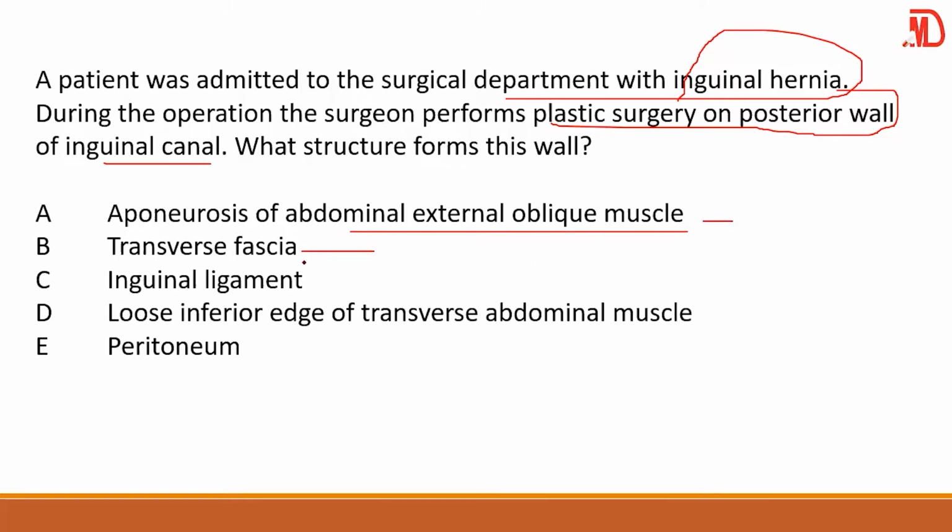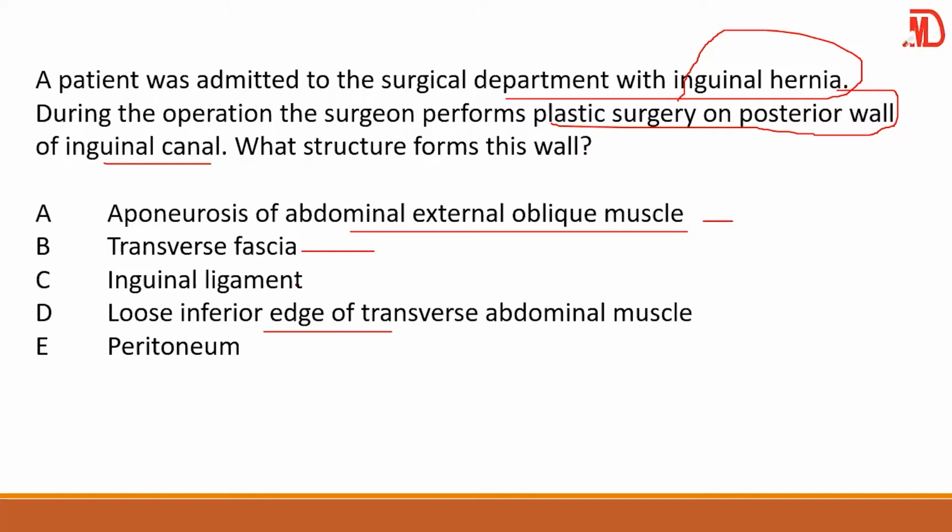Then superiorly, we have the internal oblique and the transverse abdominis muscles. So over here, this might be the superior one. Then inferiorly, we have the inguinal ligament. Inferiorly, we have the inguinal ligament.